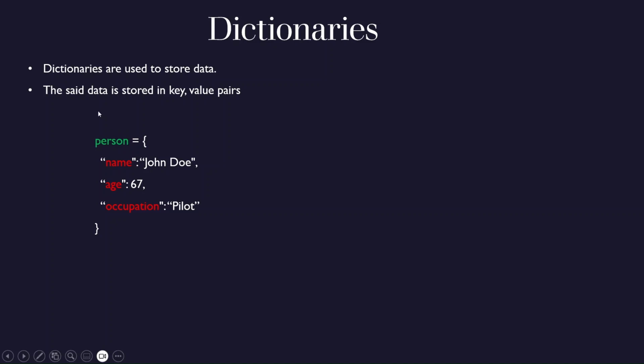And what did we say? We said the data in the dictionary is stored in a key-value pair. The red is the key, and the white is the value. So you have the name key, and the value is John Doe. We have the age key, the value is 67. We have the occupation key, the value is pilot.